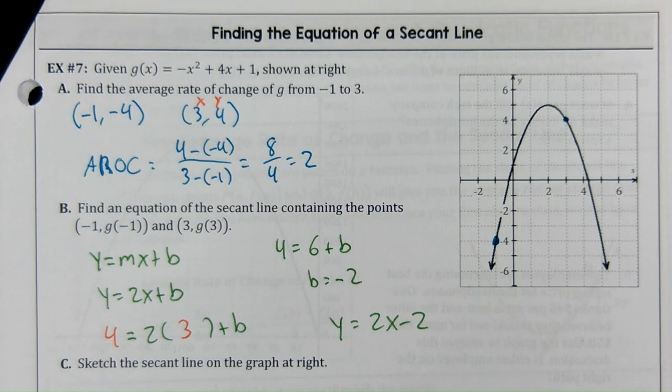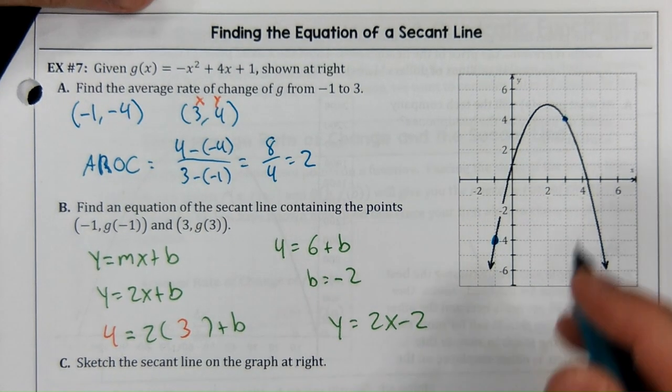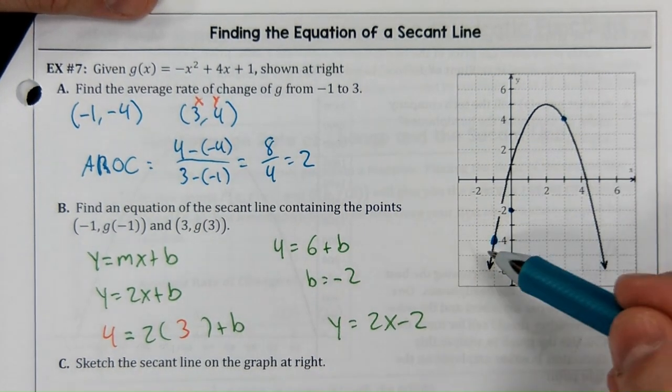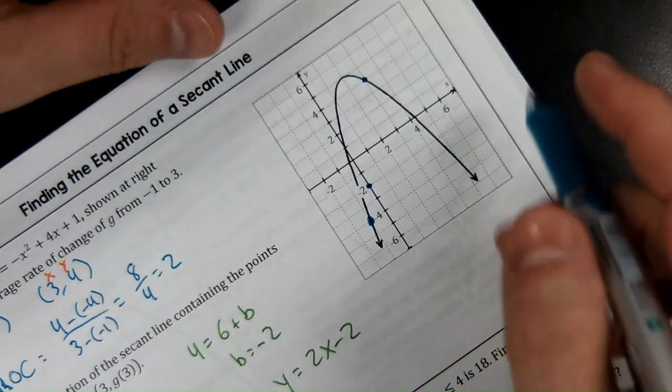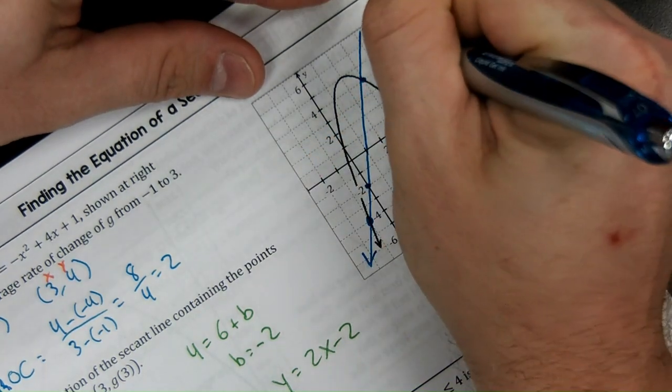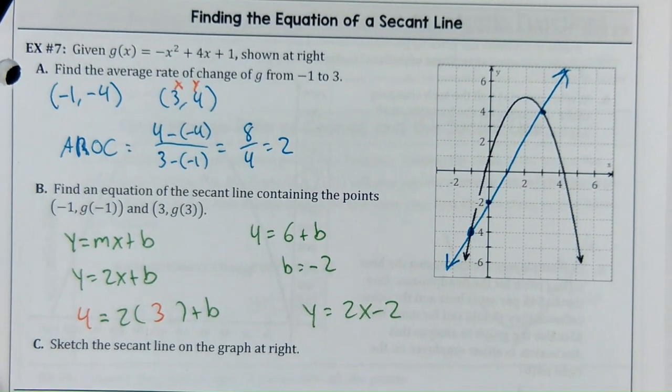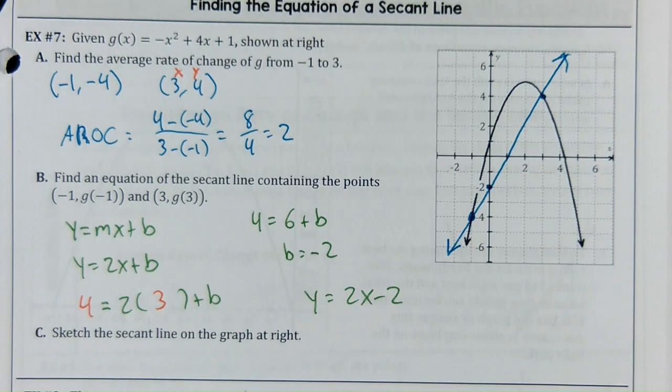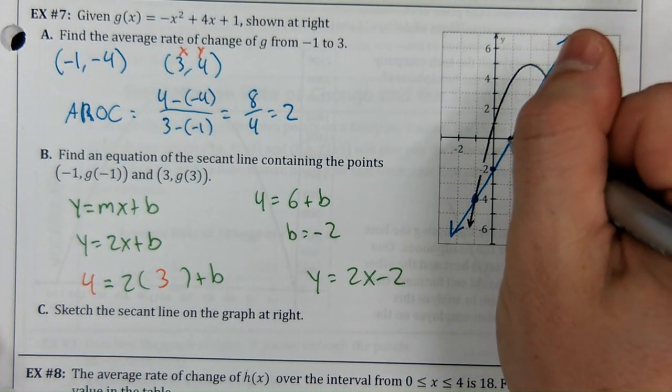And then it says to sketch the secant line. Let's see. I know it goes through -2, so I got to get through those 3 blue dots to the best of my ability. Hey, good enough. Good enough. Oh, and it does actually hit right there. That was cool. Good guess.